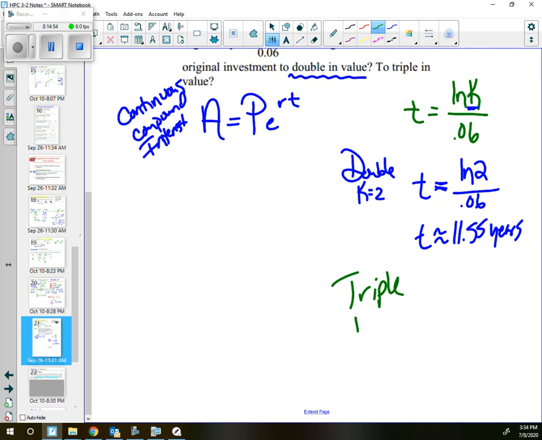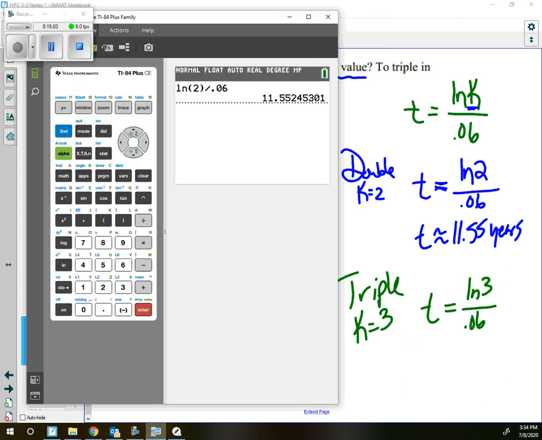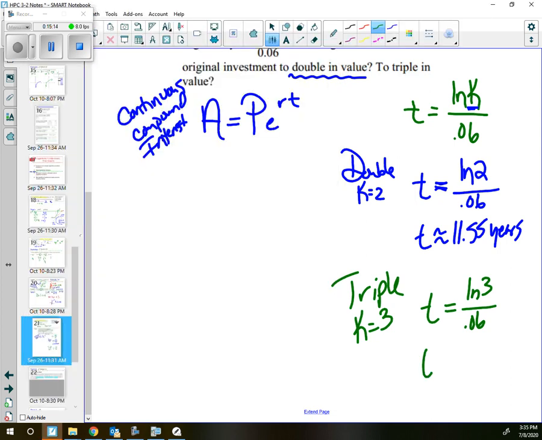So what would triple mean? Well, that means it's 3 times the original amount. So T is ln of 3 divided by 0.06. Okay, go ahead and calculate that. It's the same calculation, just ln of 3 again. Don't forget your parenthesis. So 18.31 years. So time would be about 18.31 years.